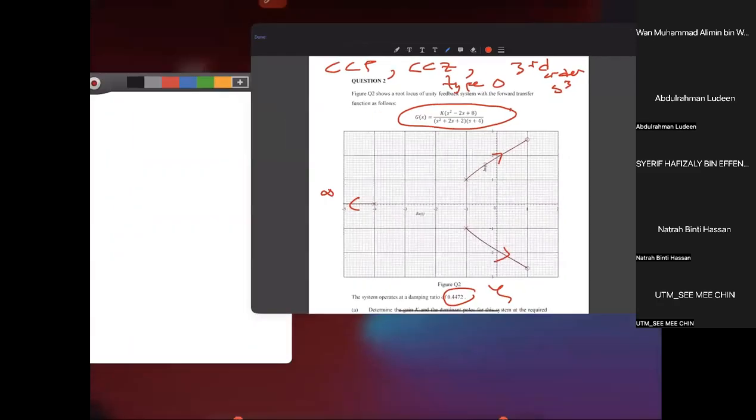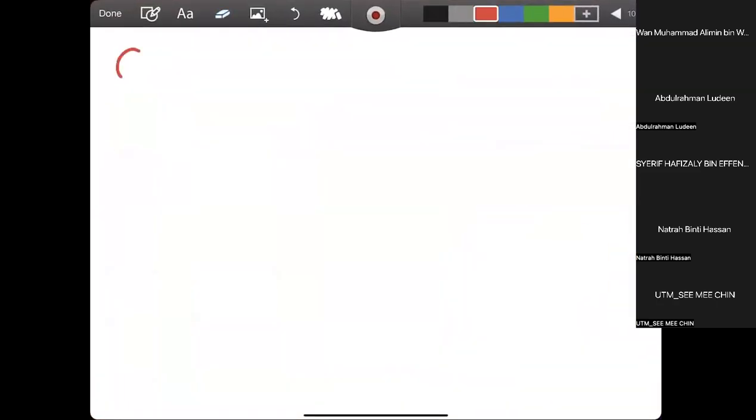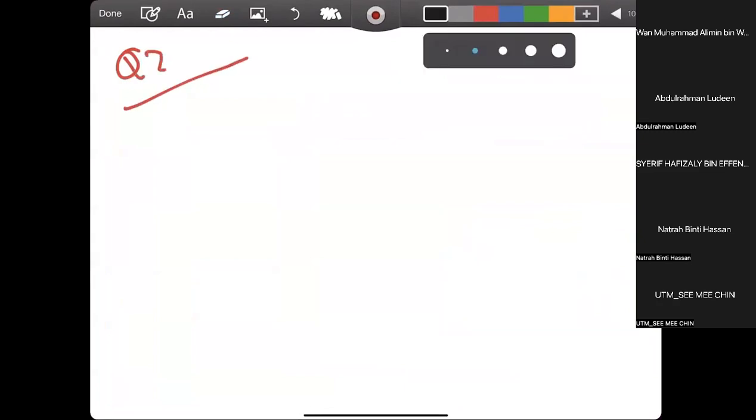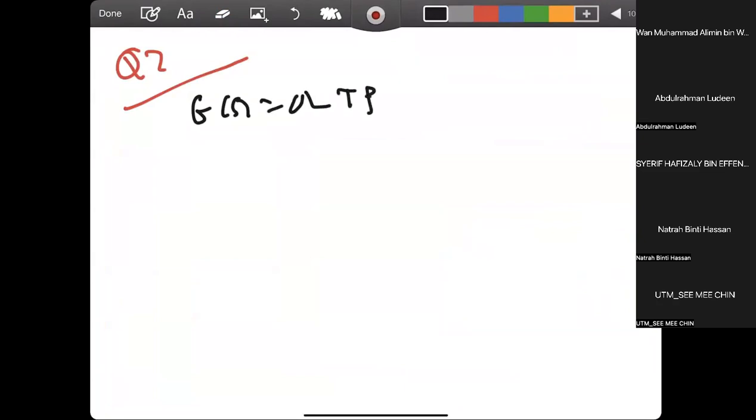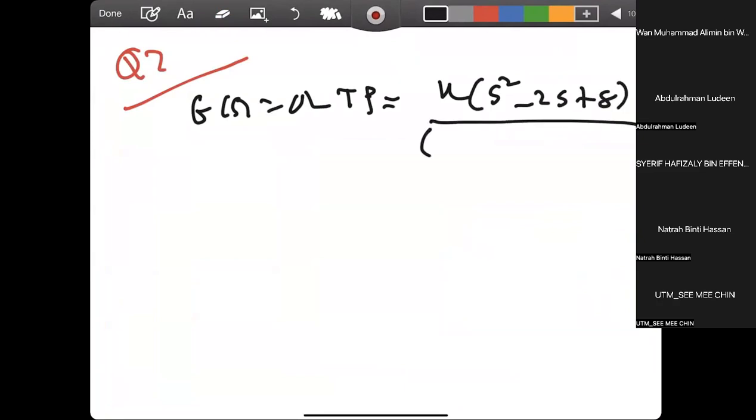Right, so let's go. Question number 2. So yes, open loop transfer function. Okay, and the closed loop transfer function.